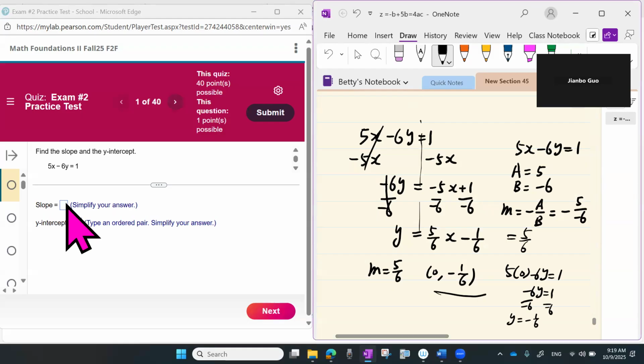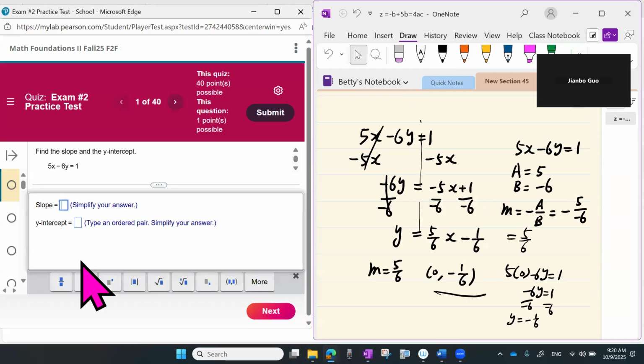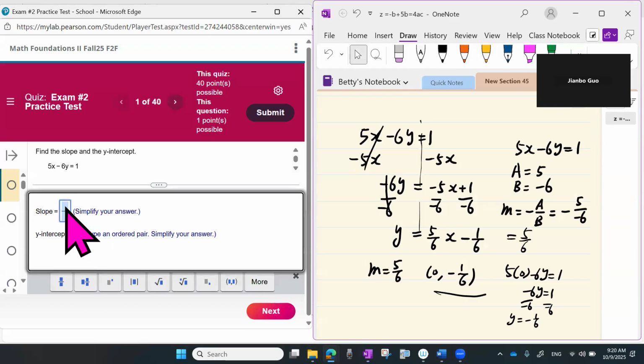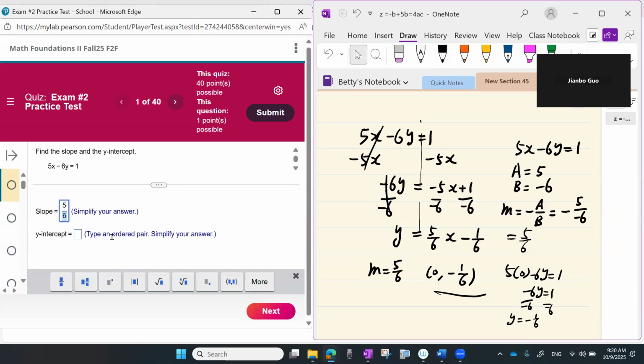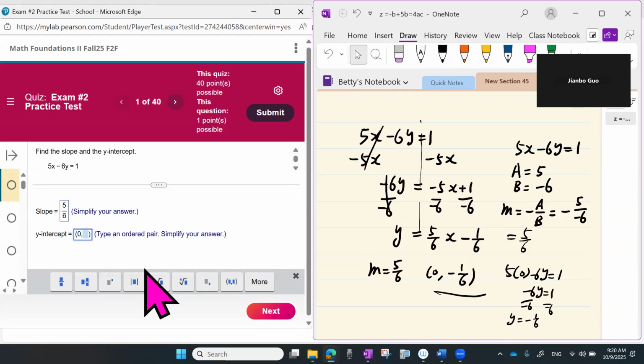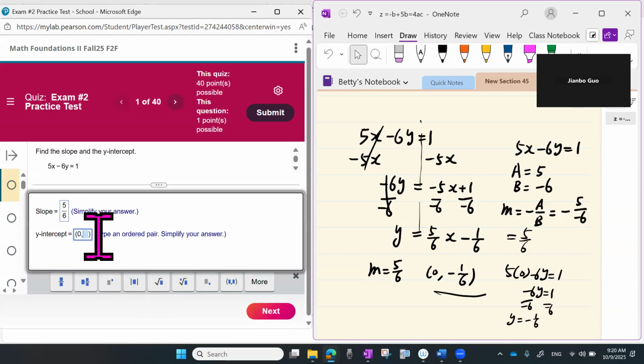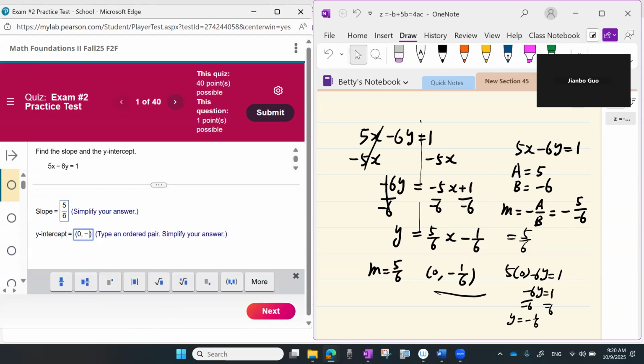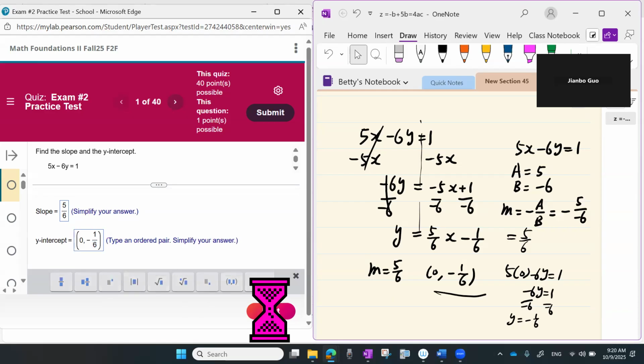So I'm going to enter the value here. Slope is 5 over 6. Type an ordered pair for the y-intercept. So we're going to have a comma. We can use this one. 0, negative 1 over 6. All right. Always double check your entry.